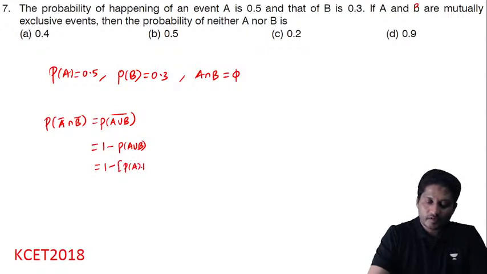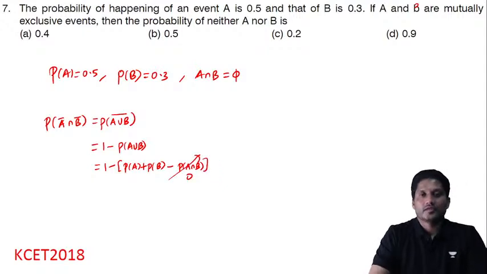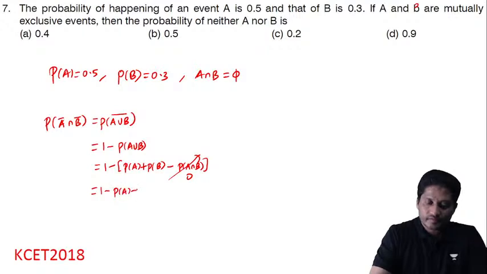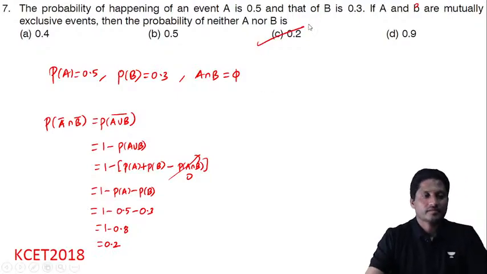P of A plus P of B minus P of A intersection B. A intersection B is a null set, so the probability is 0. This becomes 1 minus P of A minus P of B. 1 minus P of A is equal to 0.5, P of B is equal to 0.3. Is equal to 1 minus 0.8, which is 0.2. The answer is option C. Let's move to the next question.